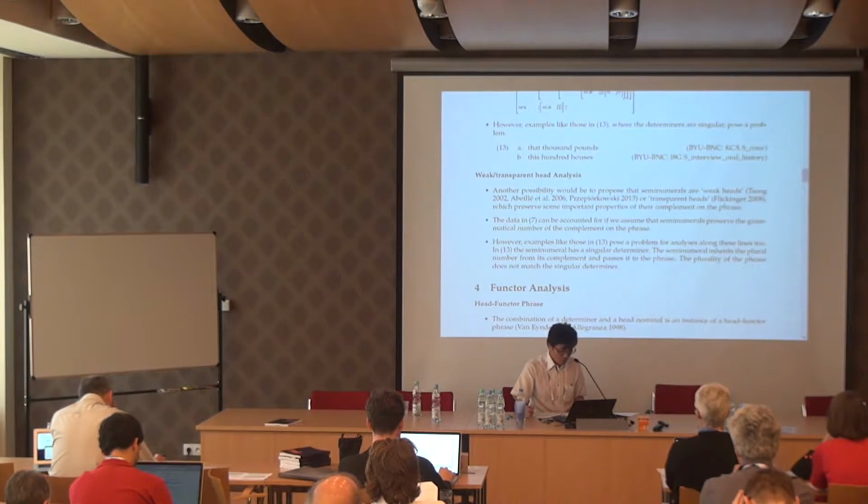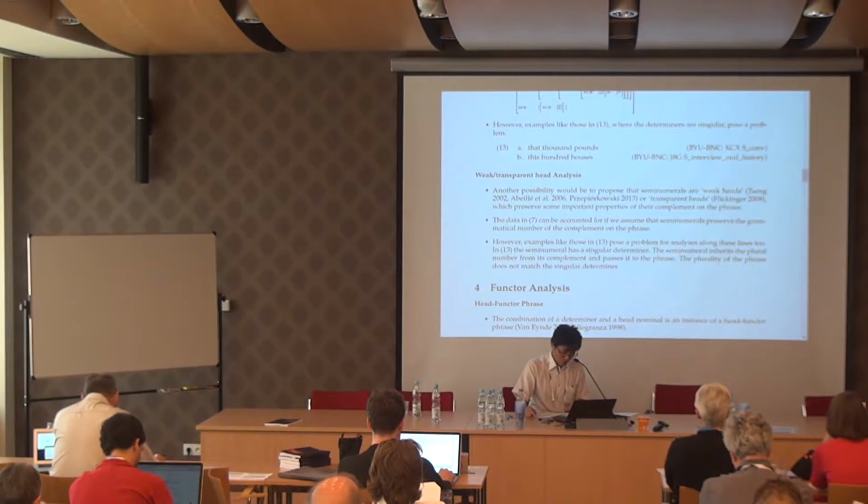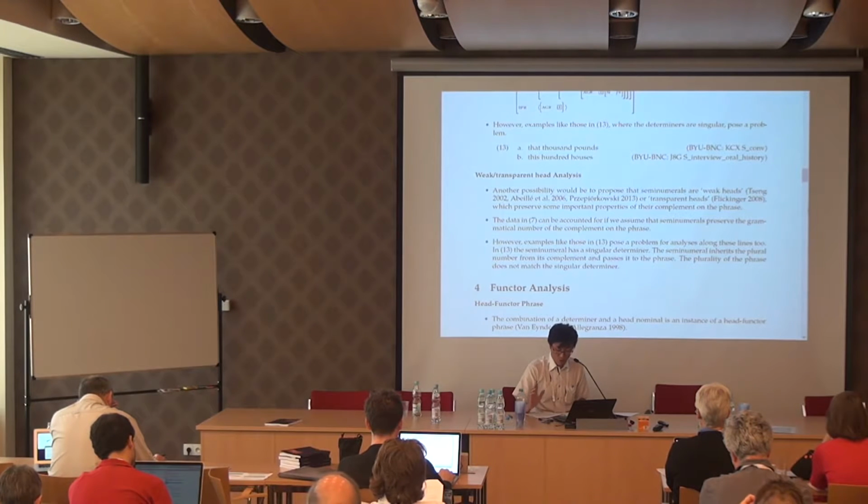But the examples in number 13 pose a problem for analysis along these lines too. In number 13, the seminumeral has a singular determiner, like that £1,000, this 100 houses, the determiner is singular. The semi-numeral inherits the plural number from its complement, pounds and houses, and passes it to the phrase. The phrase is plural in number now, so it can't combine with the singular determiner. So this kind of analysis predicts that the data in number 13 are ungrammatical.